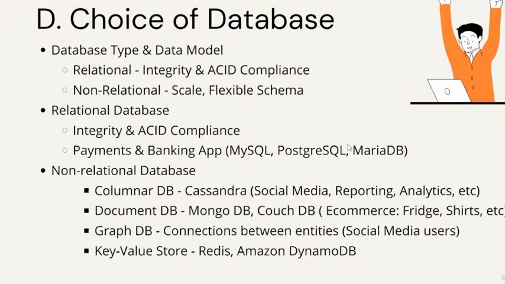Last but not the least is the simplest of all non-relational databases. That's key value store. Some of the examples of key value store are Redis, Amazon DynamoDB. Now, once you have made an appropriate choice of database, we'll move on to the next step.